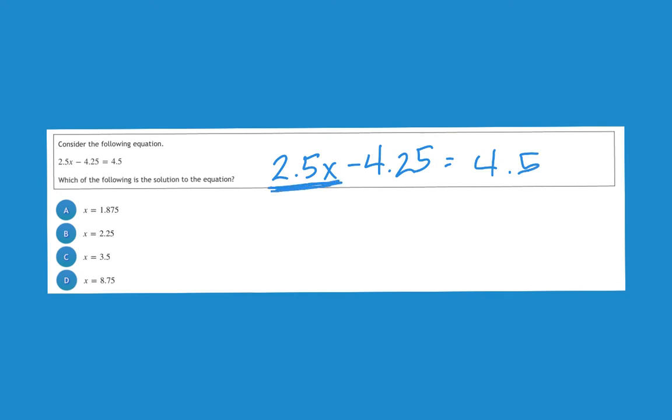this part, which has the variable x, on one side of the equal sign and have just numbers on this side of the equal sign. So that tells me that this piece is in my way right here. If I want to move it, I just have to do the opposite of what's being done to it.